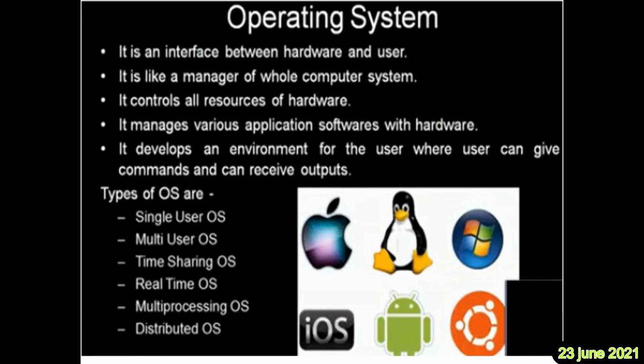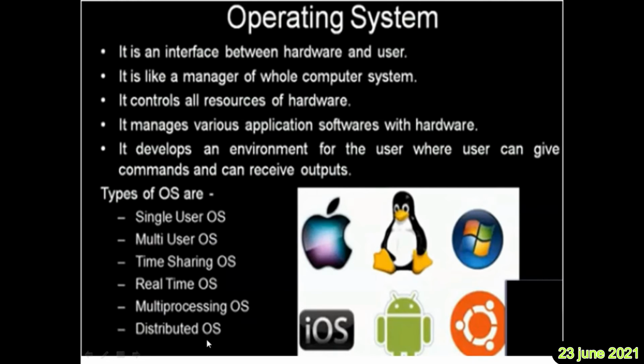Now the first category of system software: you just see, it is an interface between hardware and the user, like a manager of the whole computer system. It controls all the resources of the hardware. It manages various application softwares with the hardware, and it develops an environment for the user where the user can give commands and can receive the outputs. Examples of operating systems are Microsoft Windows, and the other is Android, which also acts like an operating system for your mobiles, right? So these symbols are showing various types of operating systems.